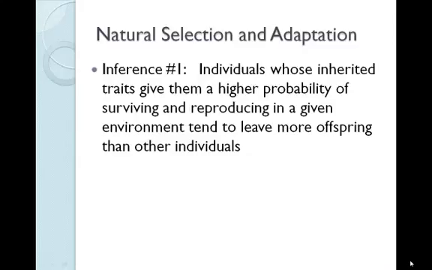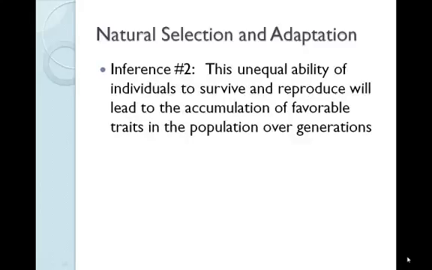From Darwin's two observations, the observation of variance in individuals within a population and the observation that individuals produce many offspring and that not all survive, there are two inferences. The first inference is that individuals whose inherited traits give them a higher probability of surviving and reproducing in a given environment tend to leave more offspring than other individuals. The second inference is that the unequal ability of individuals to survive and reproduce will lead to the accumulation of favorable traits in a population over generations.